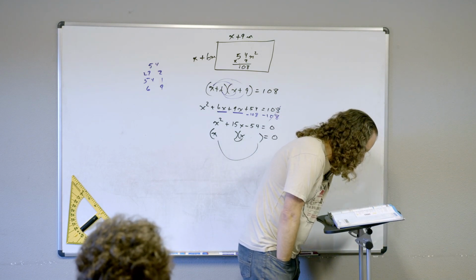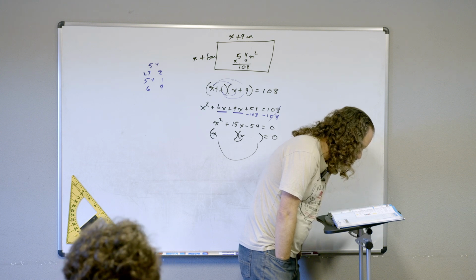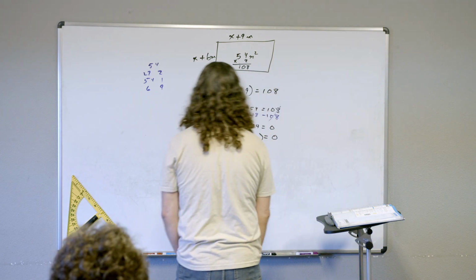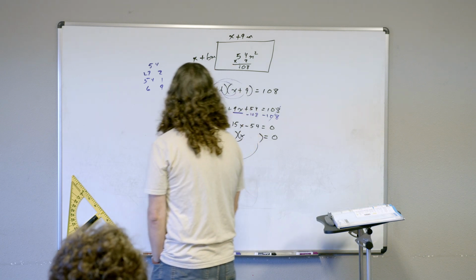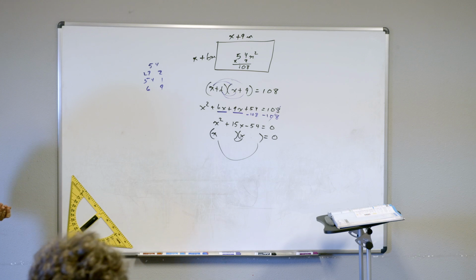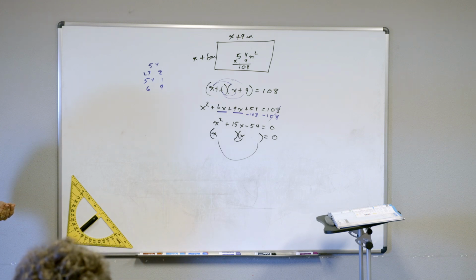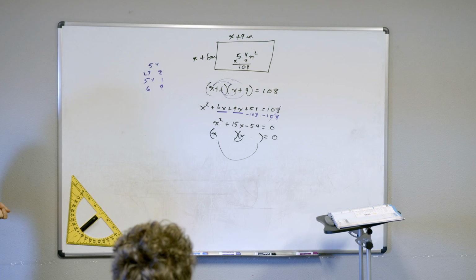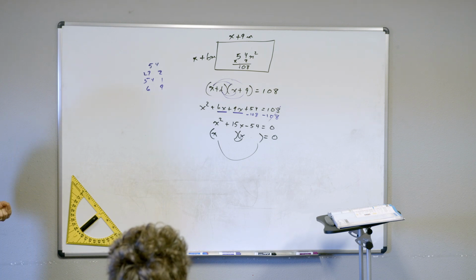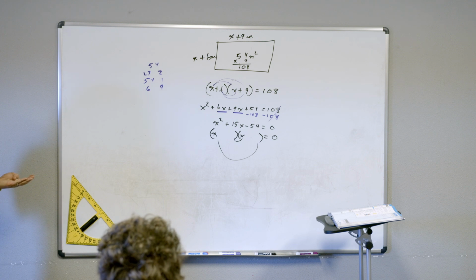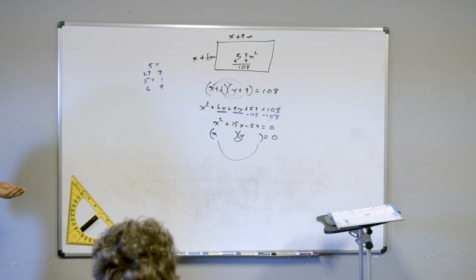Wants to double the area of a garden by increasing the length and width by the same amount. Okay, so the original was 54, times 2 is 108. x times x is x squared. x times 9 is 9x. x times 6 is 6x. 6 times 9 is 54, and we want that to equal 108.